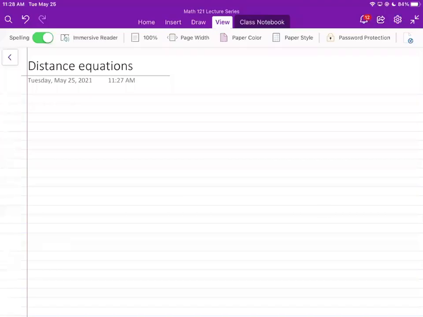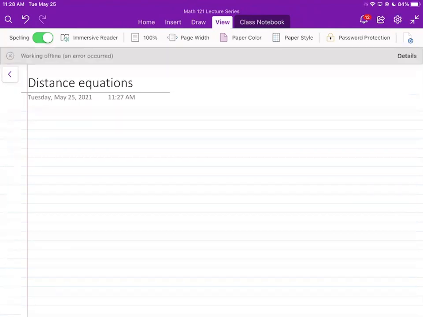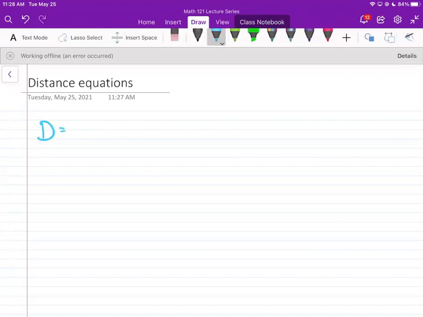One common use of linear equations as a practical application is the idea of distance. The formula for distance is equal to rate times time. I tell my students to remember the idea of DIRT. Distance is rate times time. So if you can spell dirt, you can remember the formula for distance.